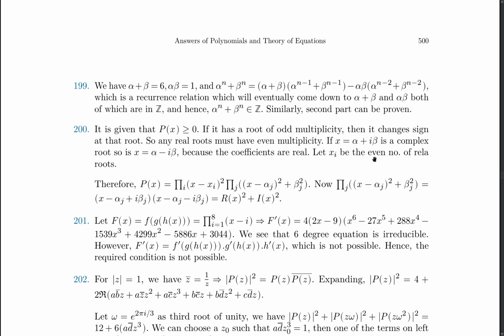Let xi be the real roots, of even multiplicity. There is a typing mistake. So p(x) is equal to the product of (x minus xi) whole squared, into the product of ((x minus alpha j) whole squared plus beta j whole squared). So these are the even real roots, and then we have complex roots. So we now look at the product of complex roots, which will be equal to (r(x)) whole squared plus (i(x)) whole squared. And that's how we proceed to prove the problem.